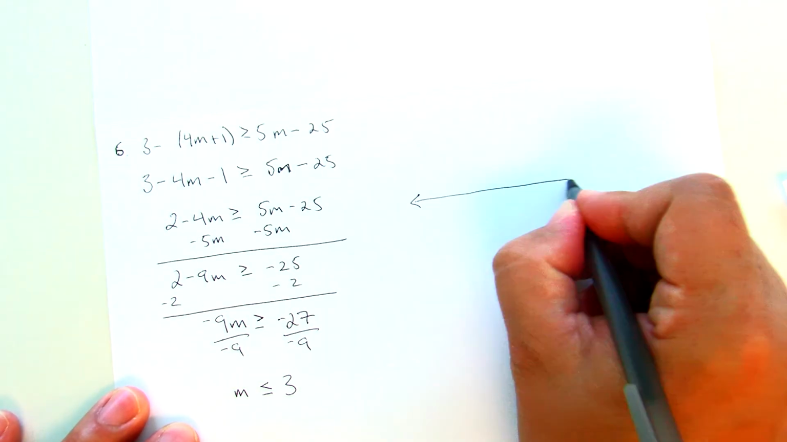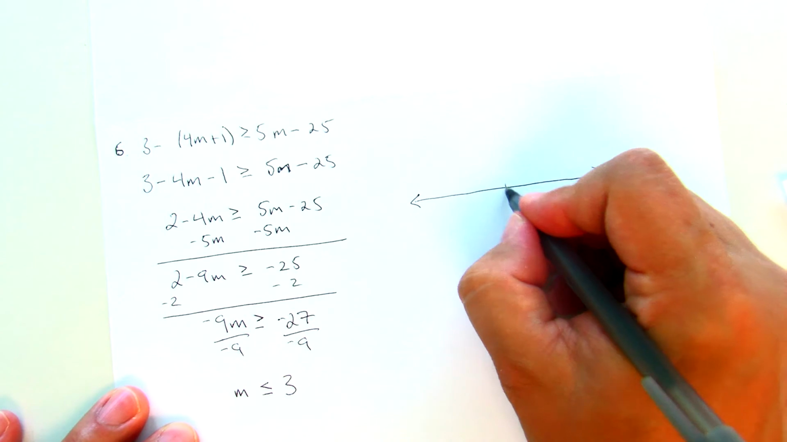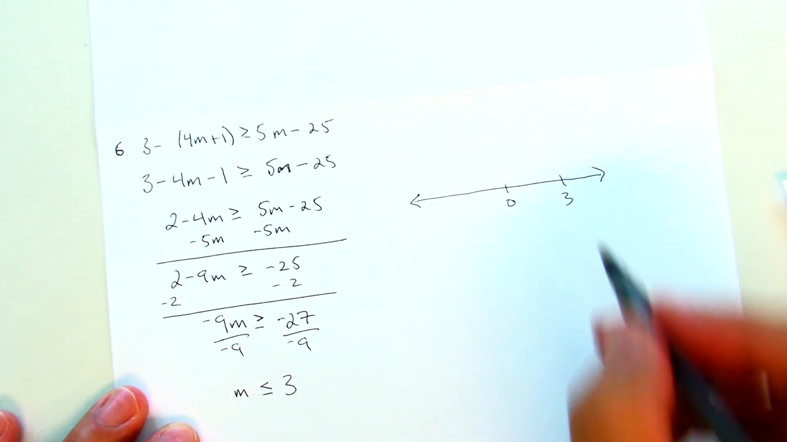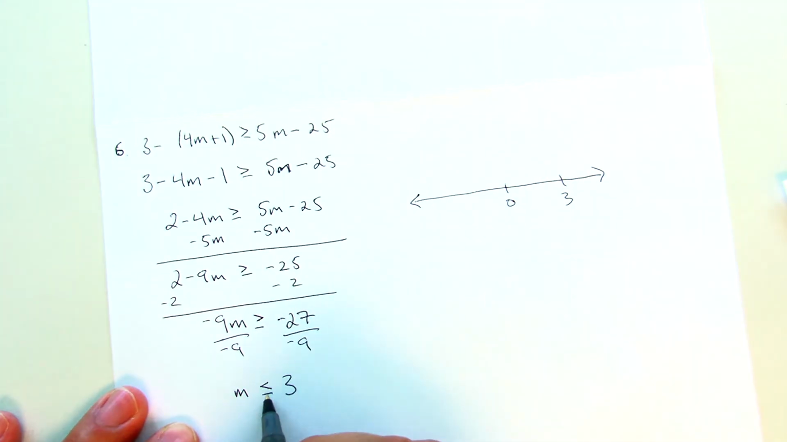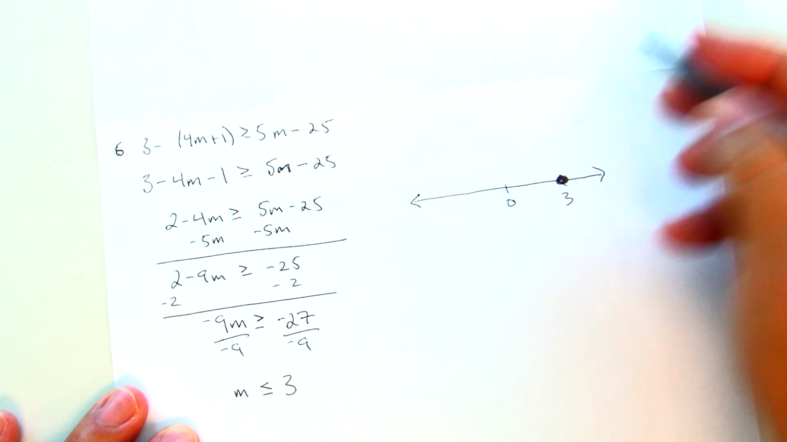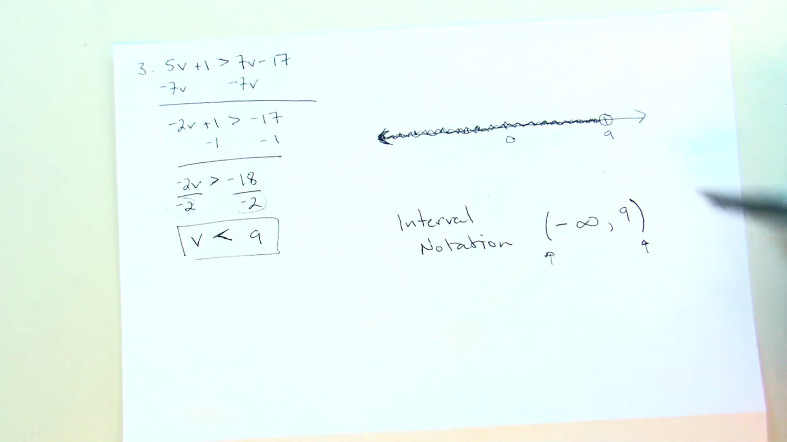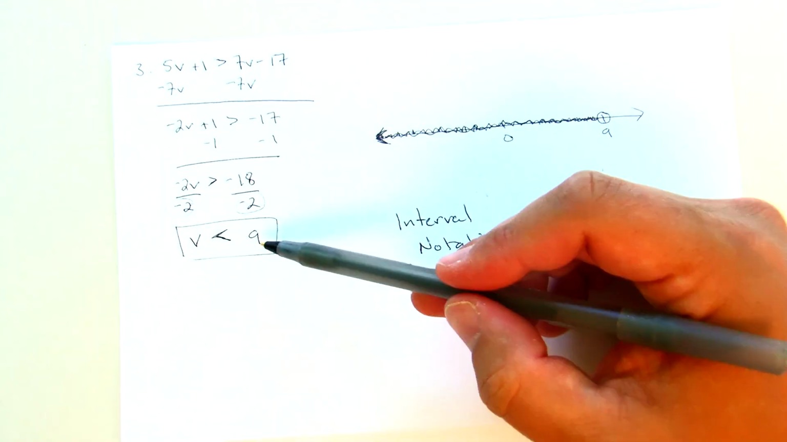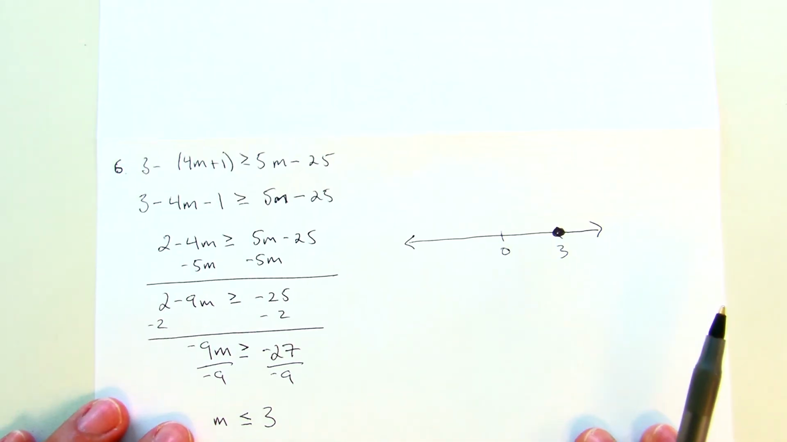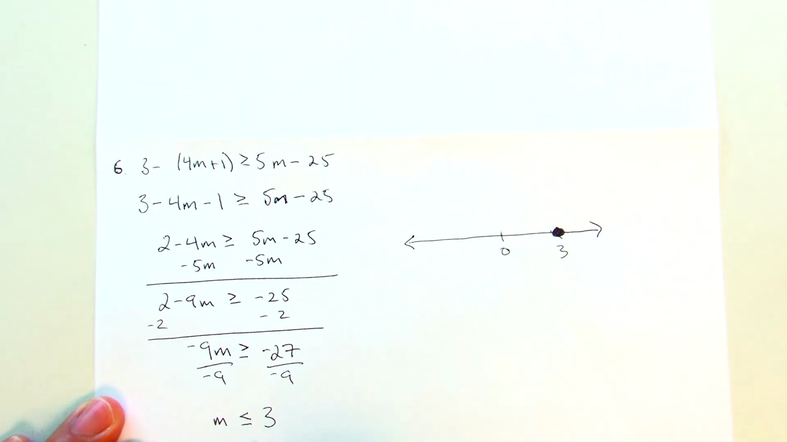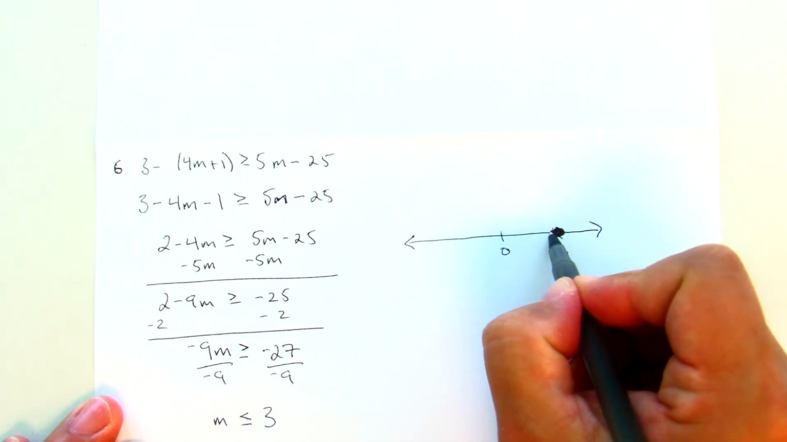Put that on a number line. Here's 0. I always mark 0 just so I know where I am. There's 3. It's everything less than or equal to 3. So here I'm going to go to 3, but now I'm going to color in that circle. Remember in the last problem, we left that circle open because we weren't including 9, because it was only less than 9. Here, putting a closed circle, it goes all the way, because we're including 3, because it says m is less than or equal to 3.